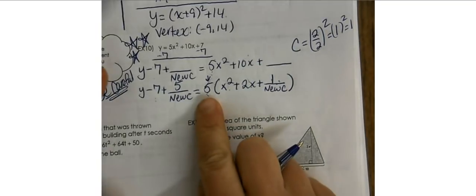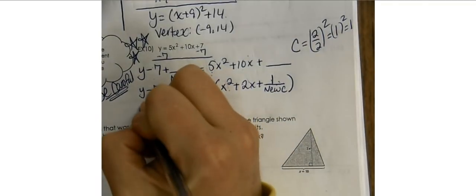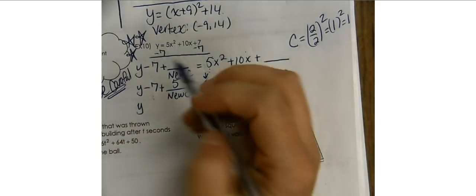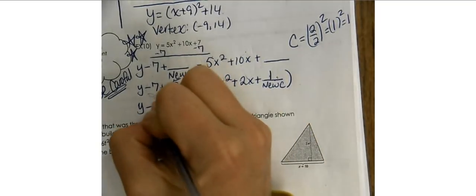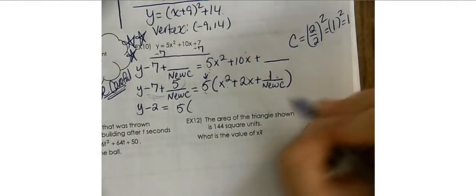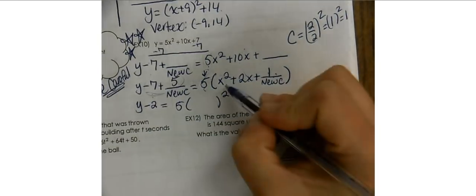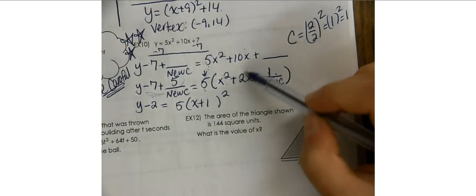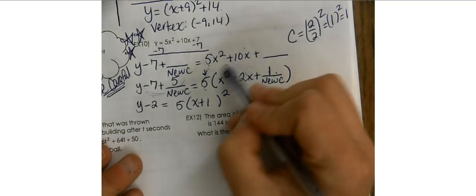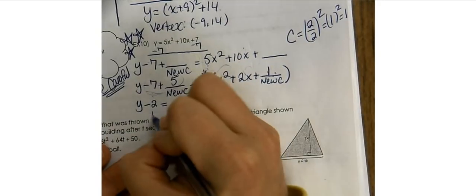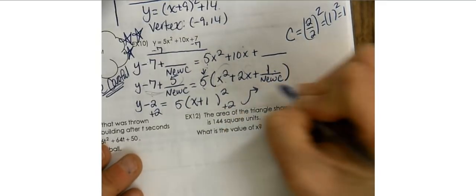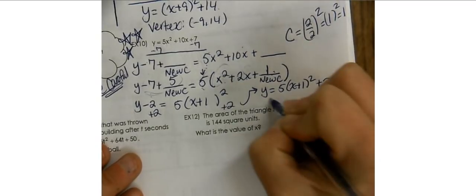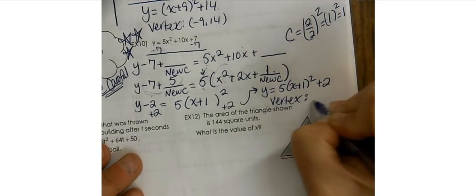5 is our a value, and it's going to stay on the outside of our parentheses. On the inside of this parenthesis is a perfect square trinomial. So I'm going to combine my like terms, and I have y minus 2 is equal to 5 times parenthesis squared, and I have x plus 1 because it's half of 2, and half of 2 is 1, and the square root of x squared is x. Now I'm going to add 2 to both sides, and my equation is y equals 5 times x plus 1 squared plus 2, where my vertex is located at -1, 2.